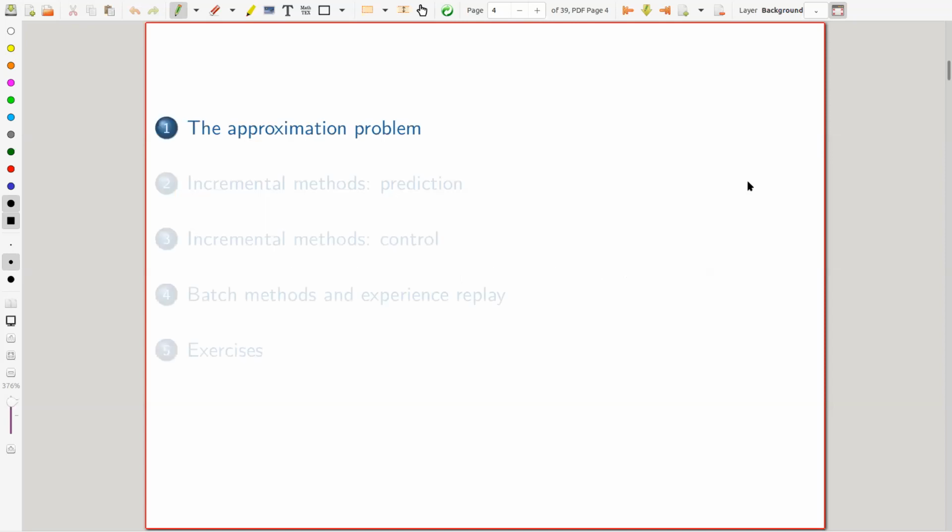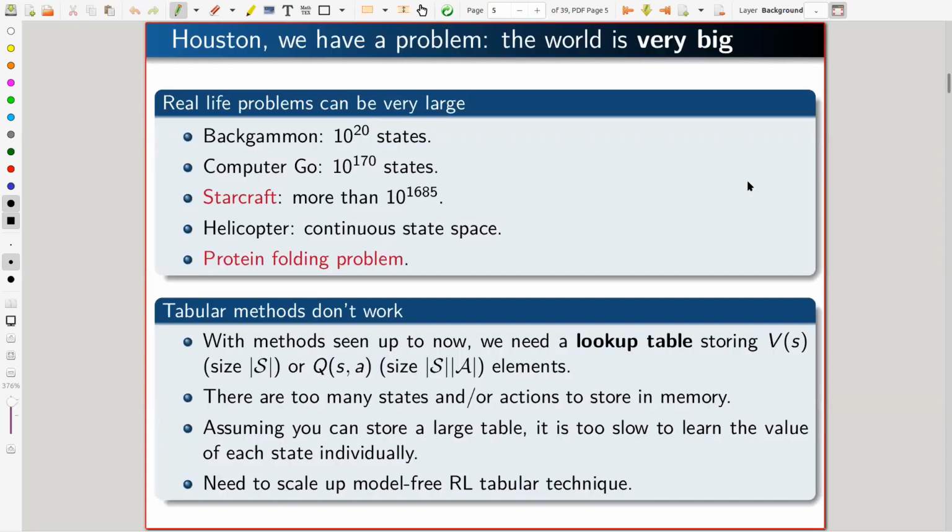Now this assumption is no more true, and this is summarized by the title of the slides. We have a problem. The world is much bigger than we used to think last week. For instance, just to give you some example, backgammon, which is considered a very small problem in this respect, has 10 to the power of 20 states, while computer Go has estimated number of states 10 to the power of 170.